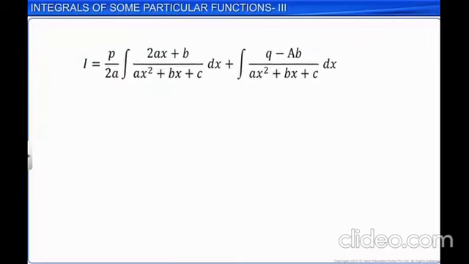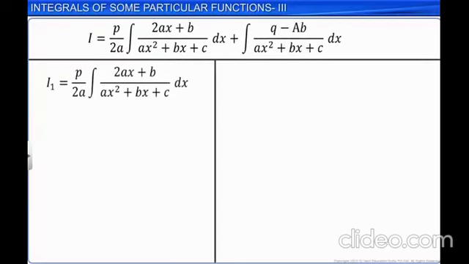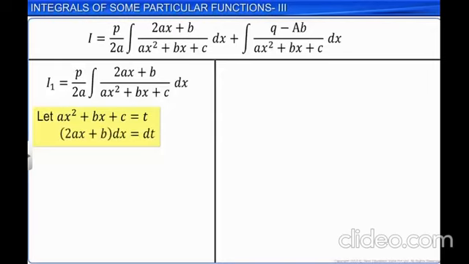In I1, the numerator of the integrand is the derivative of the denominator. So we substitute the denominator as t. On differentiating both the sides, we get (2ax + b) dx = dt. Substituting the values in the integral, we get p/2a times the integral of 1/t dt. By evaluating the integral, we get I1 = p/2a log t + c1.